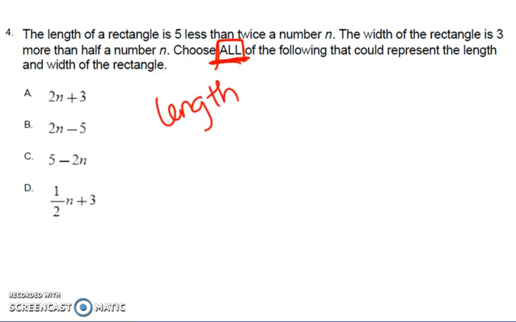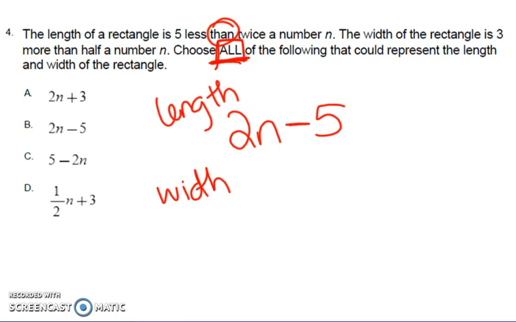I have 5 less than. 5, that less than means we need to flip it, twice a number. Well, twice means we're multiplying by 2, and it tells me my number is n, so 2n. The width is 3 more than, so again, more means we're adding, and the 3 comes after it because we're switching, half a number n. Well, if I'm doing half a number, I'm dividing it by 2, or multiplying it times 1/2.